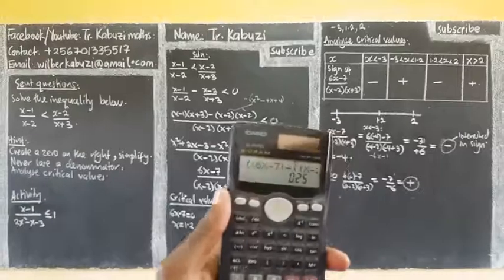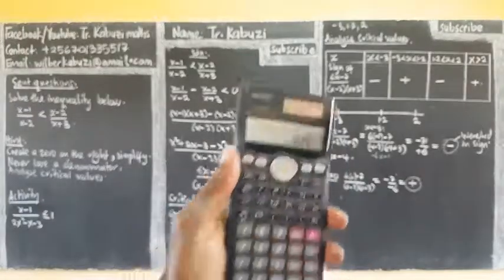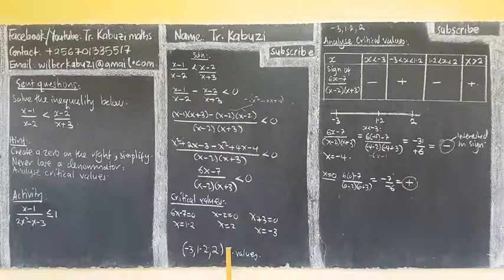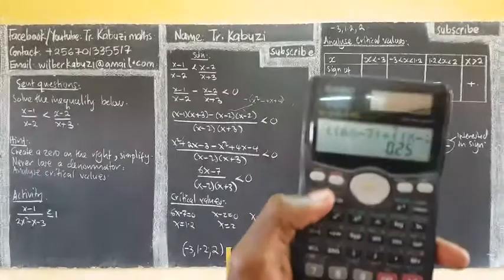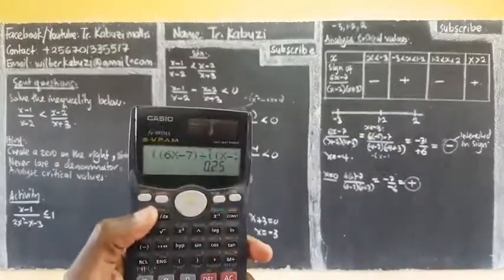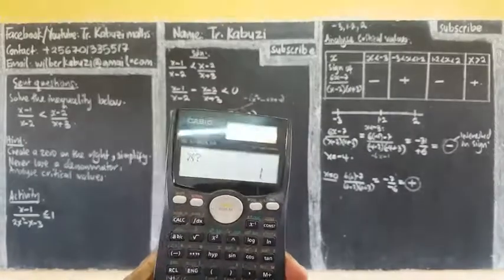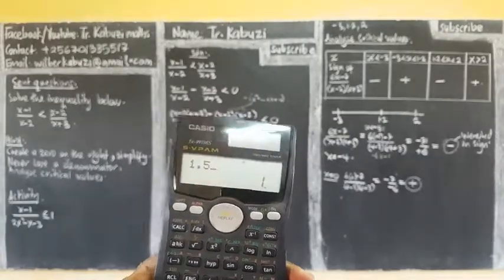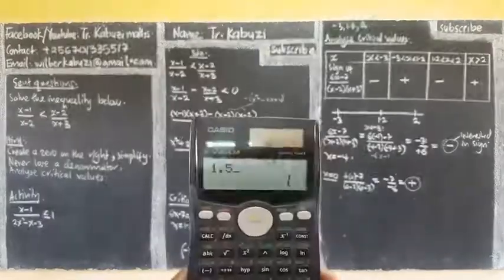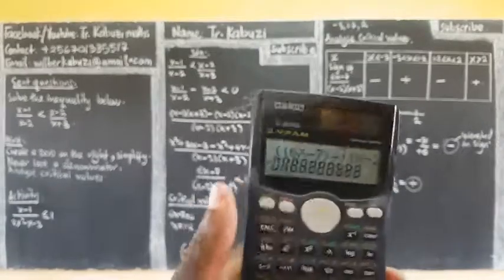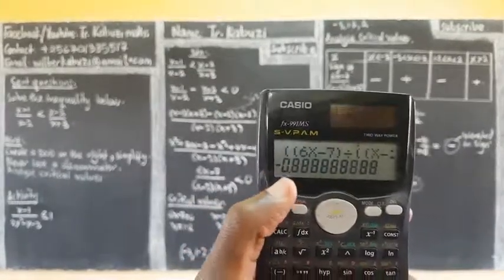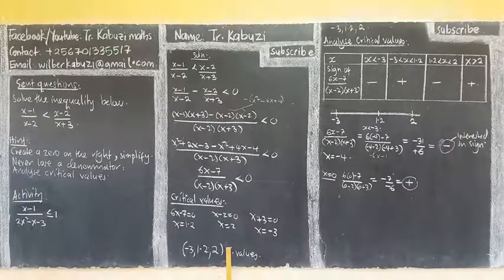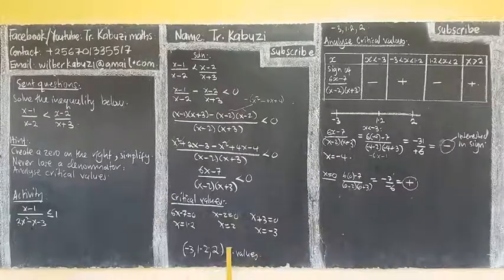Then let me come to between 1.2 and 2. So you press CALC again, and you place your value. Then which value, you press 1.5. You can even say 1.3. Then press equals. You see, it's negative. That's why I have negative there. Then that one, you can do the same.